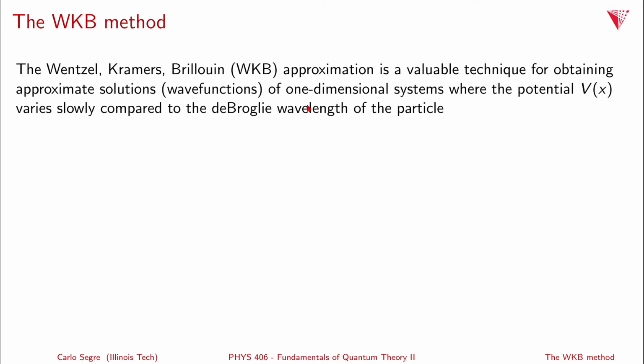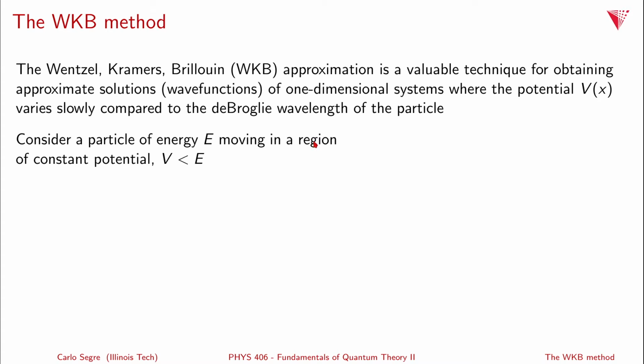The Wentzel-Kramers-Brillouin, or WKB approximation, is a very useful technique for obtaining approximate wave function solutions of one-dimensional systems where the potential is a function of x. That is, it varies, but it varies slowly compared to the de Broglie wavelength of the particle.